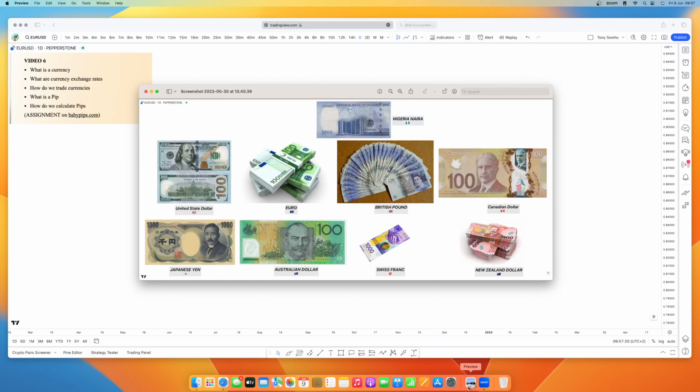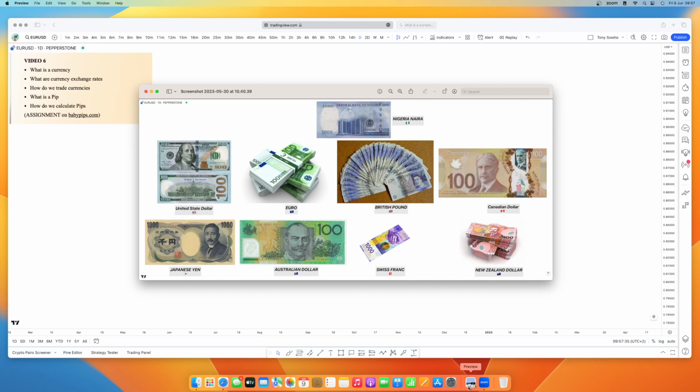So that's a currency. Currency is a medium of exchange that is generally acceptable within a specific government, or you can say within a specific country. Right. So yeah, exactly. That is what a currency is.